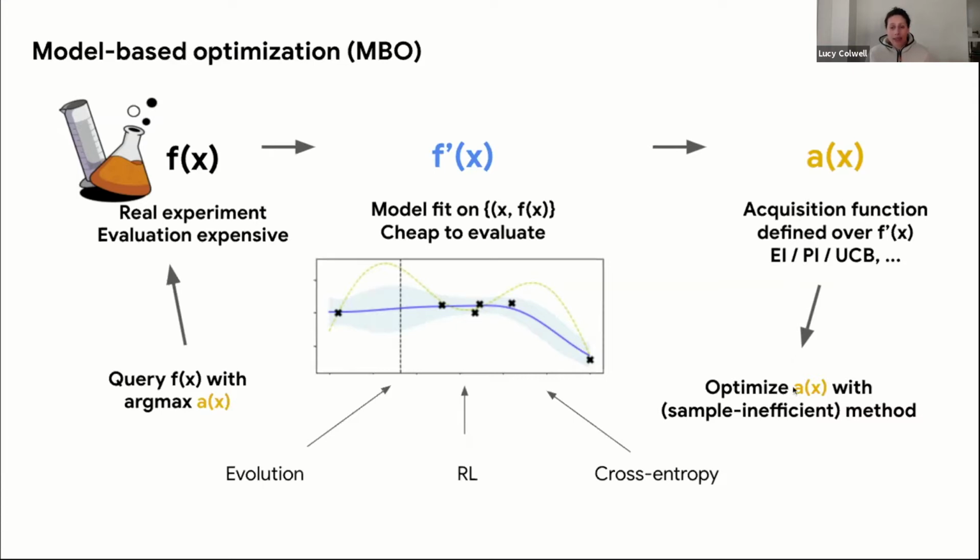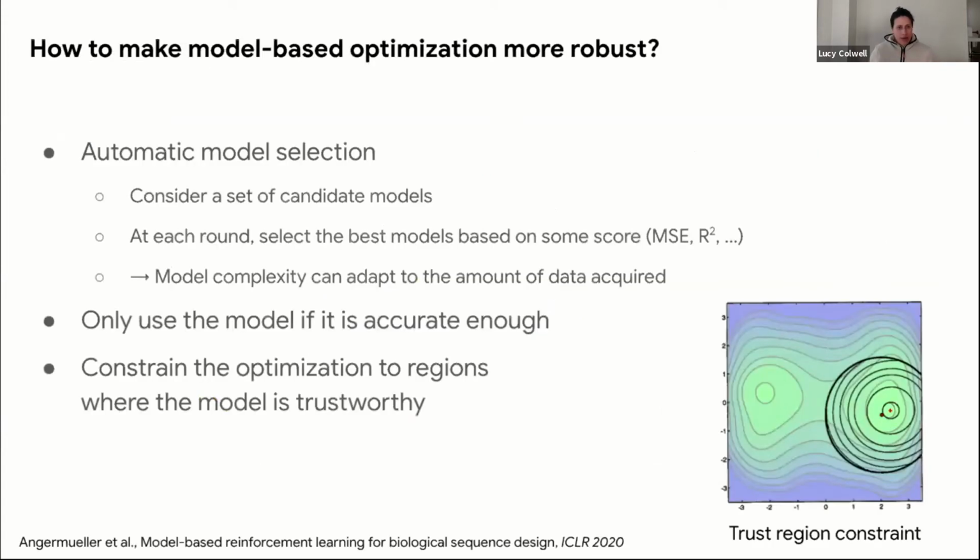We then want to optimize it. So, identify those sequences that we think would be most useful to test next. We can do this in a sample inefficient way because this is all in silico, so we can use approaches like RL or evolution or cross entropy. And then once we've found those optima, which I called here argmax of A of X, so just the best sequences, we can actually go and put those back into the experiment. So that's the overall loop.